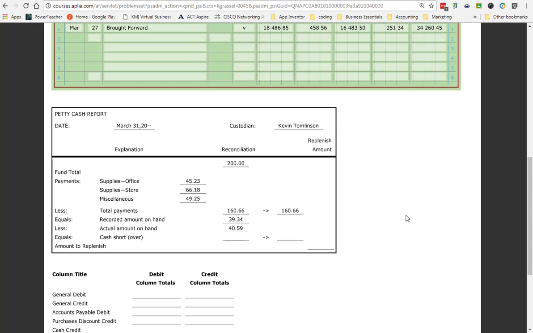And I want to point out right here, the word over is indicated how? In parentheses. What do parentheses typically mean? A negative. Okay, so how much are we over? So if I take 39.34 and subtract 40.59, it gives us that $1.25. I now need to put in parentheses $1.25. Then I also put that over. I just carried over. That's what that little arrow means.